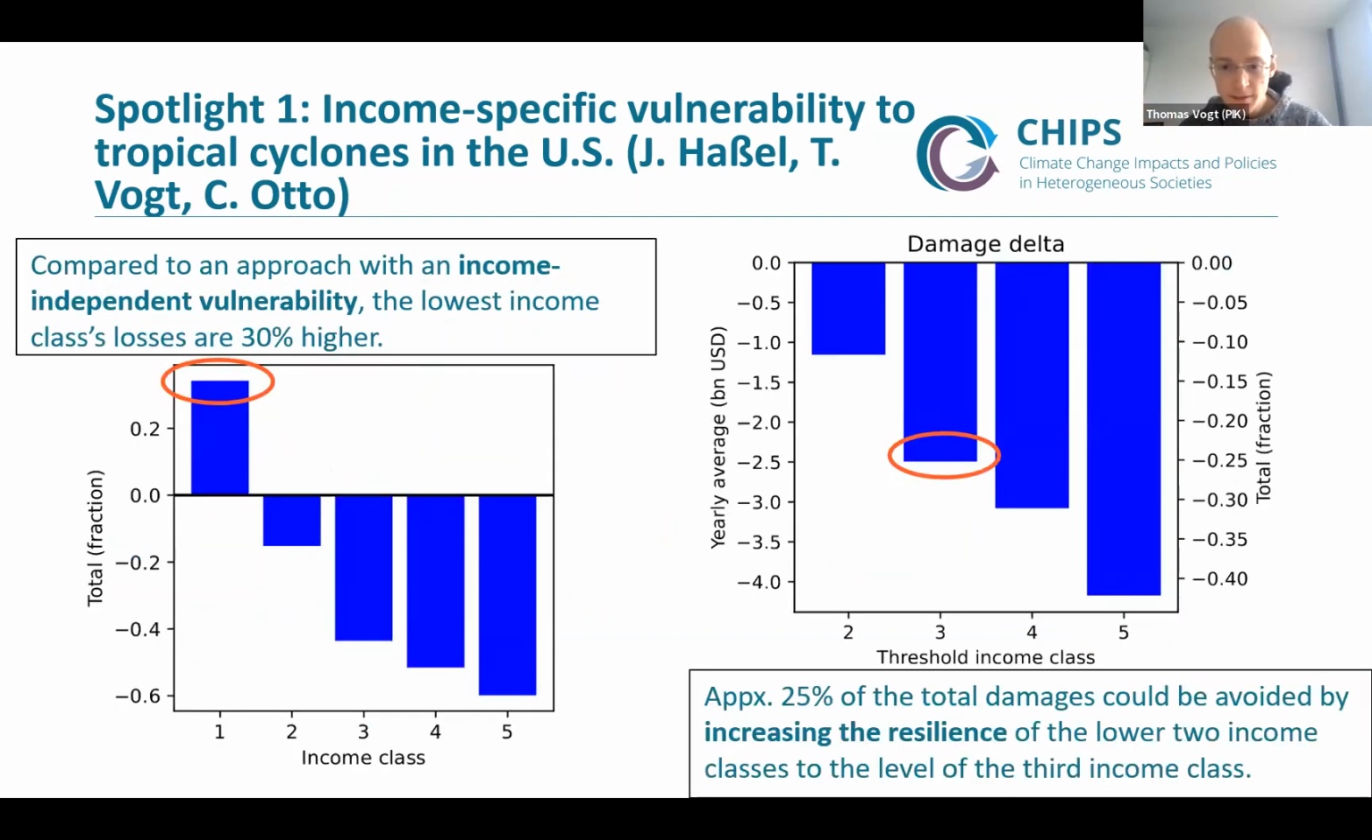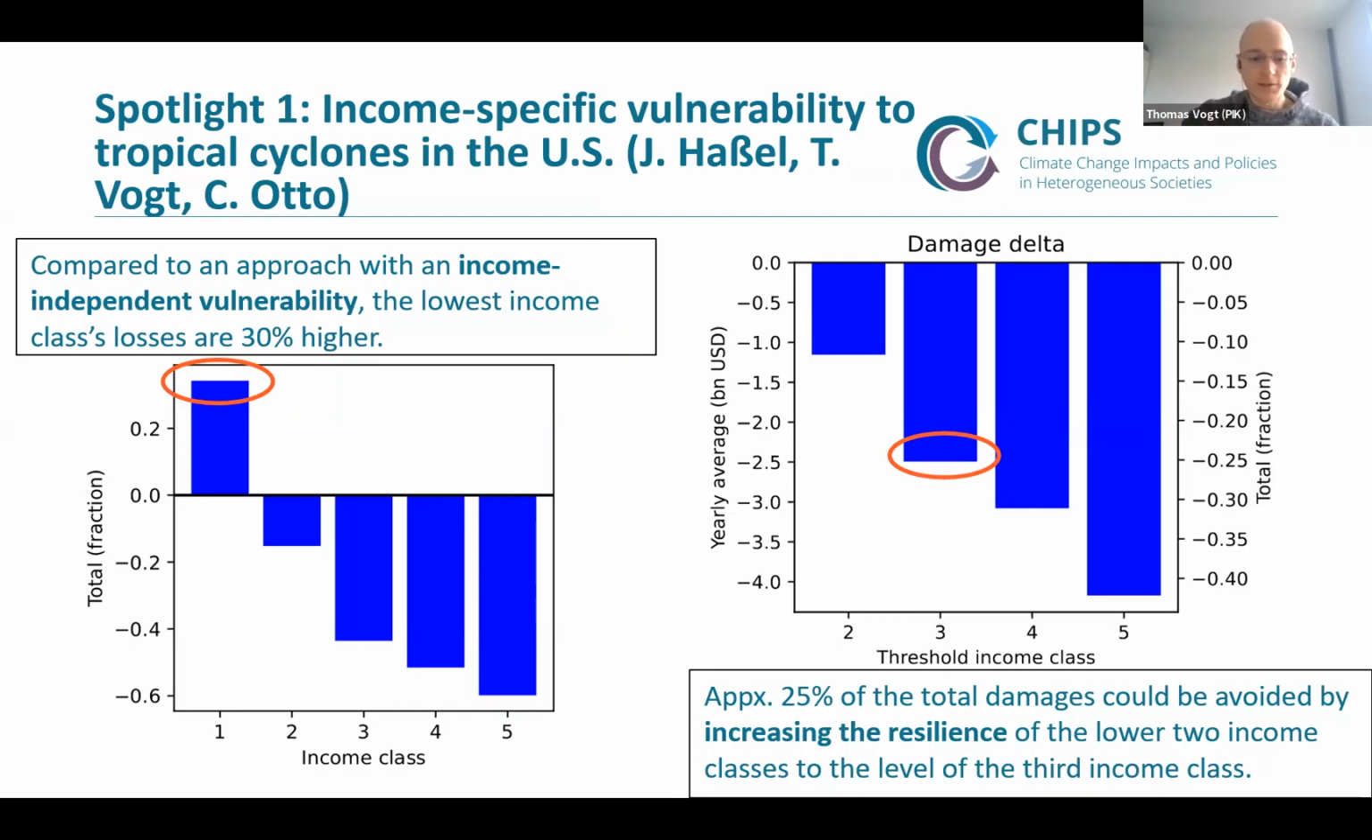Next slide, please. So compared to an approach with an income-independent vulnerability, which already existed in the literature, the lowest income classes' losses are 30% higher, and accordingly, the higher income classes have lower losses. So it's more like a redistribution compared to models from the literature. And finally, we also try to learn something about adaptation potentials for the lower income groups. So speaking within the logic of our model, approximately 25% of the total damages could be avoided by increasing the resilience of the lower 2 income classes to the level of the 3rd income class. And I leave it at that at the moment.